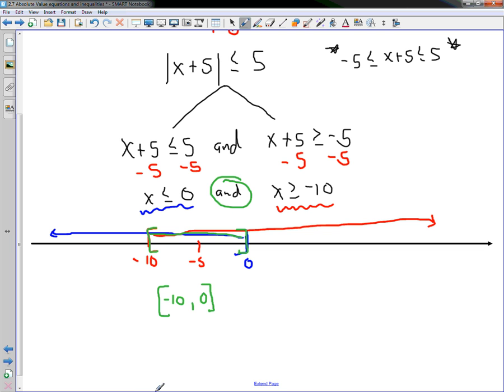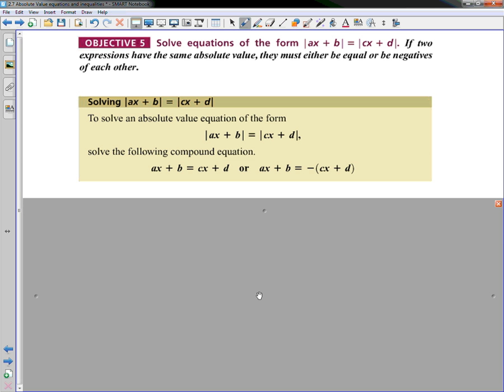The next type we're going to look at is where we have an absolute value equal to an absolute value. So when we're working with absolute values, if you read up here, when we have them equal, it says if two expressions have the same absolute value, they must either be equal or be negatives of each other. Okay, so the first statement, we have an absolute value equal to an absolute value.